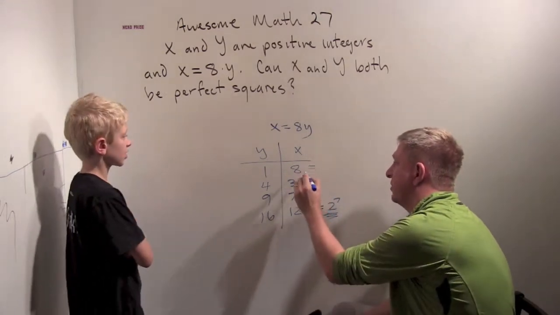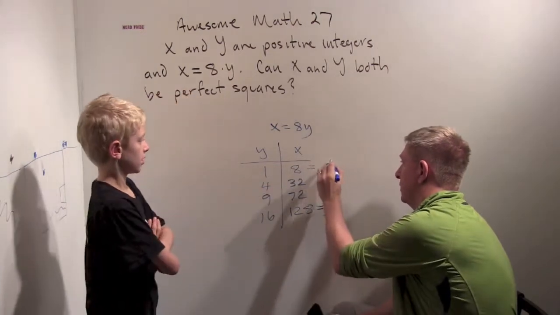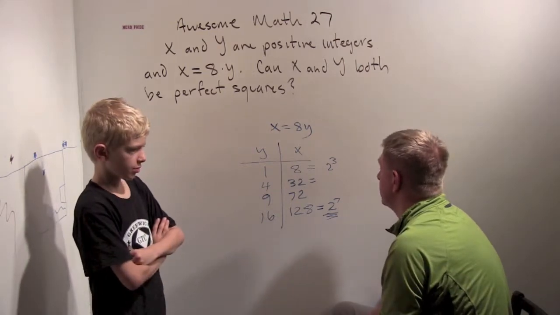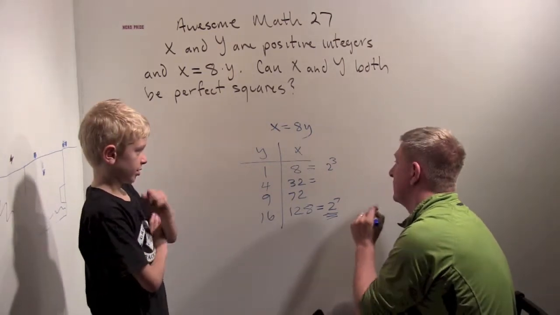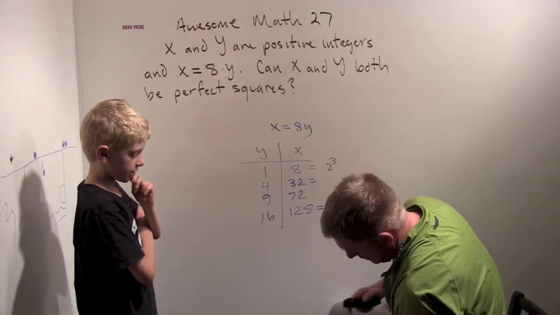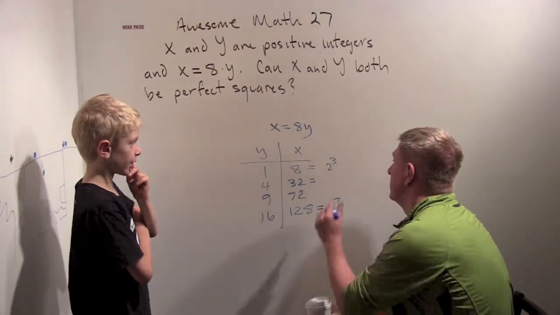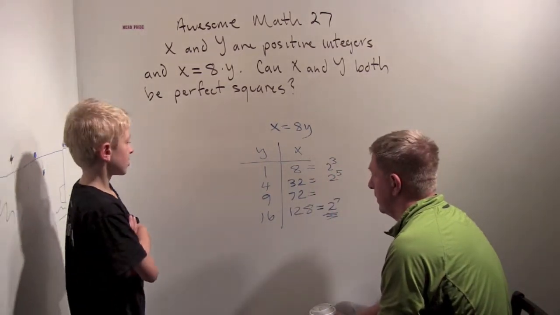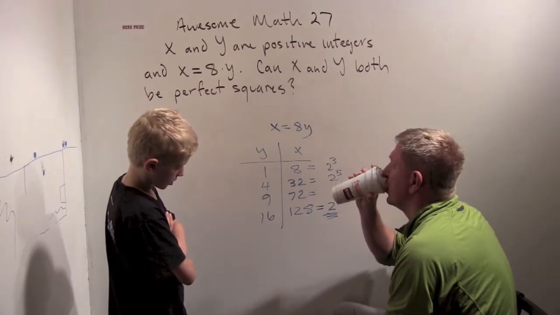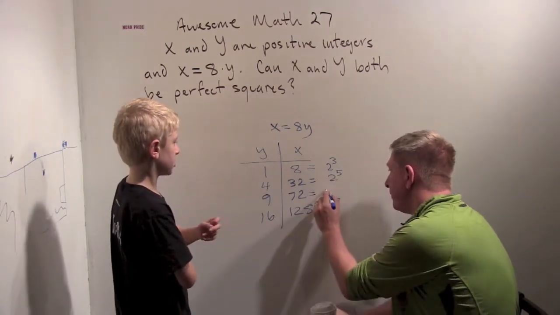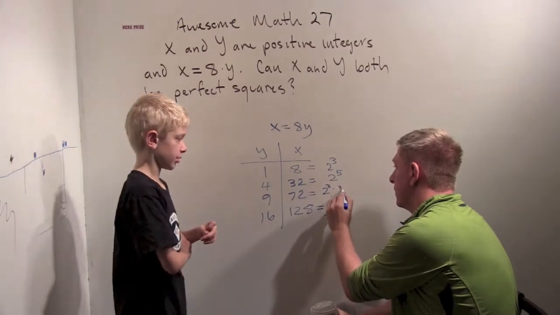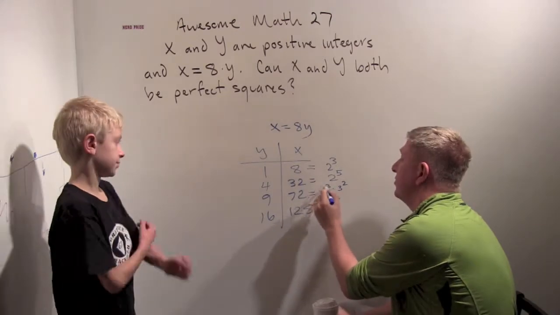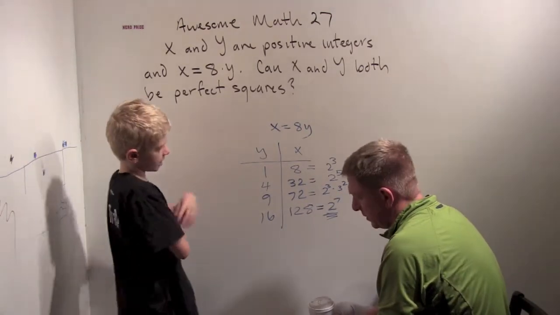How about let's factor these into primes. 8 is 2 cubed. Oh hey, that has an odd power. What about 32? It's 2 to the 5th. That has an odd power. 72 is 2 cubed times 3 squared. You have an odd power right here on the 2. So it looks like all of these have an odd power.